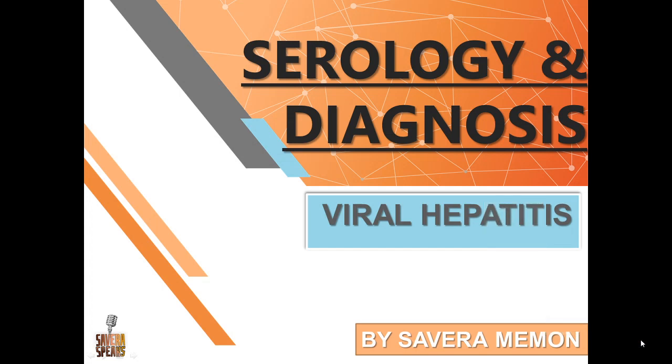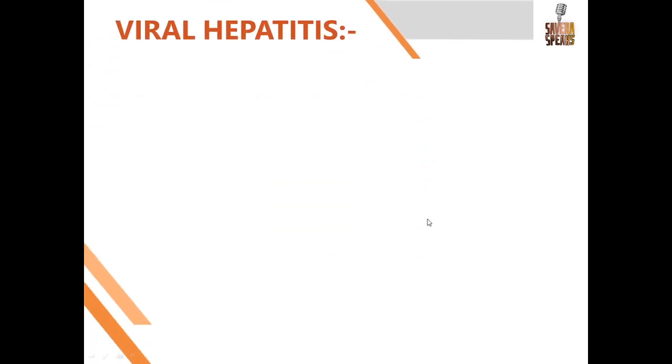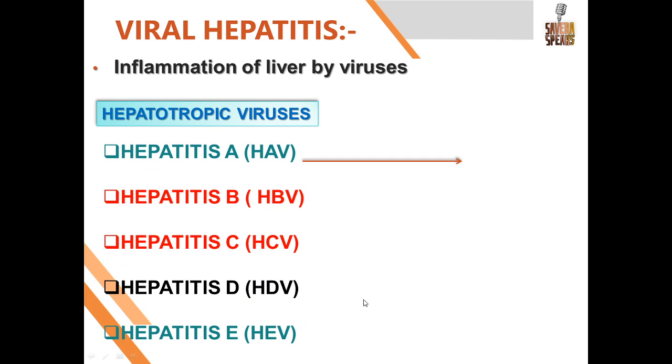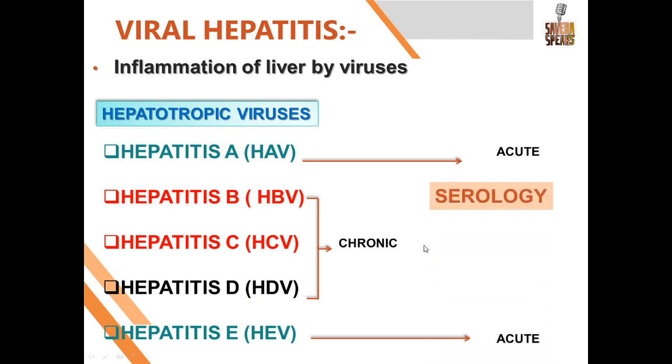Hi guys, in this video we are going to do serology and diagnosis of the viral hepatitis. In the last video we had an overview about the hepatotropic viruses. Hepatitis A virus and hepatitis E virus cause acute disease and hepatitis B, C and D cause chronic disease. So our today's topic is serology and the diagnosis.